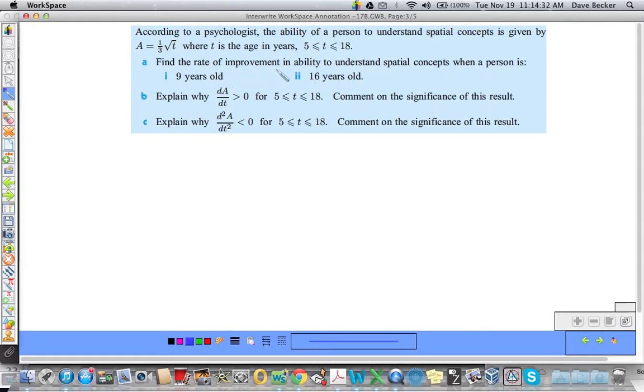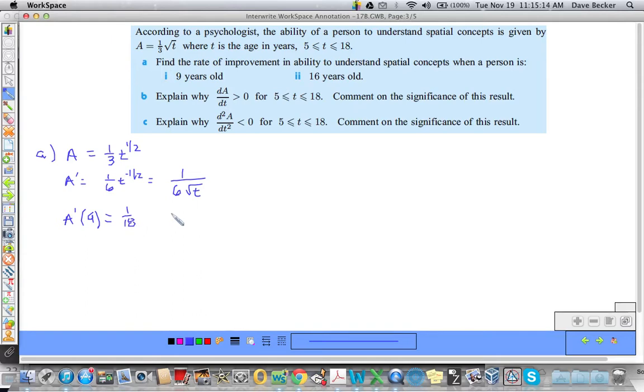Rate of improvement is a rate of change, and so for part A, we have to find the rate of change, and that means we have to find the derivative of A, which I'm going to rewrite as 1/3 t to the 1/2. So the derivative of A is equal to 1/6 t to the negative 1/2, which is equal to, let's see, 1/6 root t. Okay, so A prime of 9 is equal to 1/6 times the square root of 9, which is equal to 1/18.